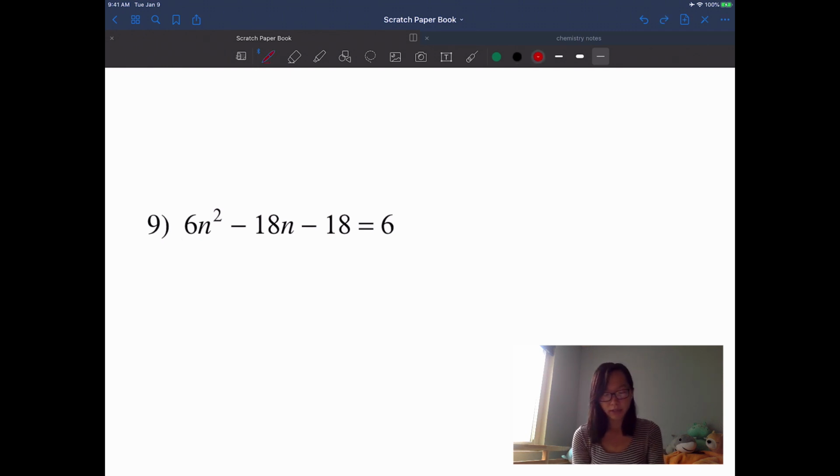The way to get rid of this number is actually not the first step. What we're first going to do is similar to what we did in number 5. I'm going to get rid of that 6 by subtracting 6 on both sides. So then we get 6n squared minus 18n minus 24, and it's now equal to 0. Remember that familiar thing that we saw earlier? This looks a lot more familiar.